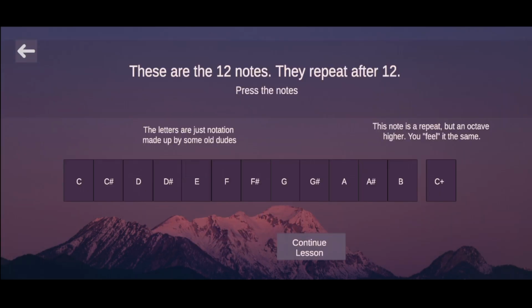First thing you have to understand, there's only 12 notes. They repeat after 12. So these are the notes in order. You can go down your guitar one fret at a time, and that's what you'll hear. Those labels are arbitrary. They're made up by some old dudes in Europe. They don't mean anything inherently. They're just letters that we attached.